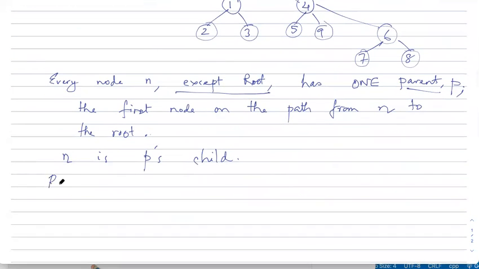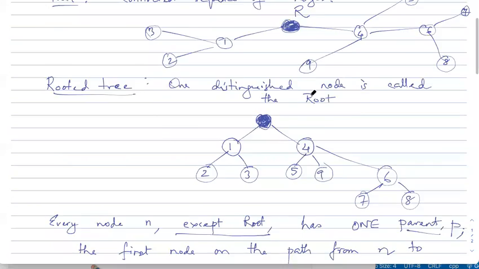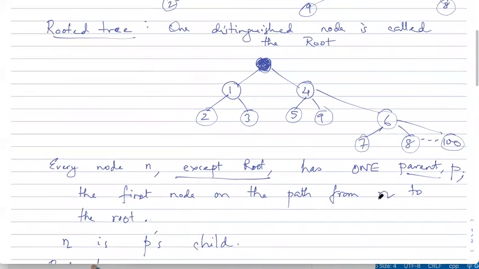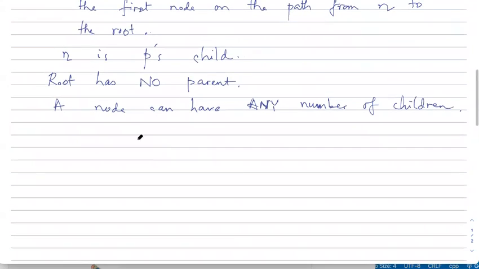Okay, so the root has no parent, and a node can have any number of children. So I can have this node number 6 have, let's say, 100 children. That is also possible. There's nothing stopping it from doing that if it's just a rooted tree.